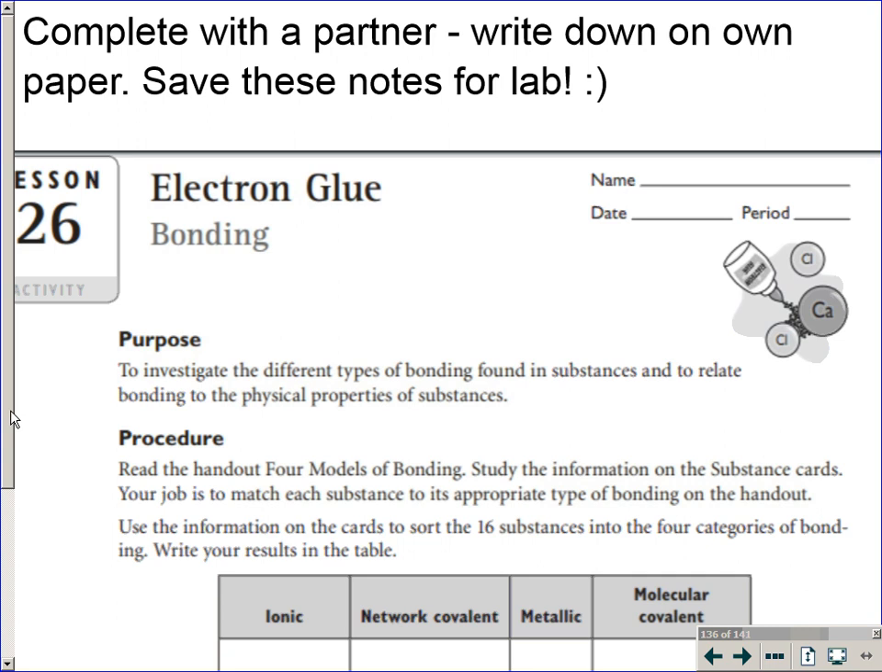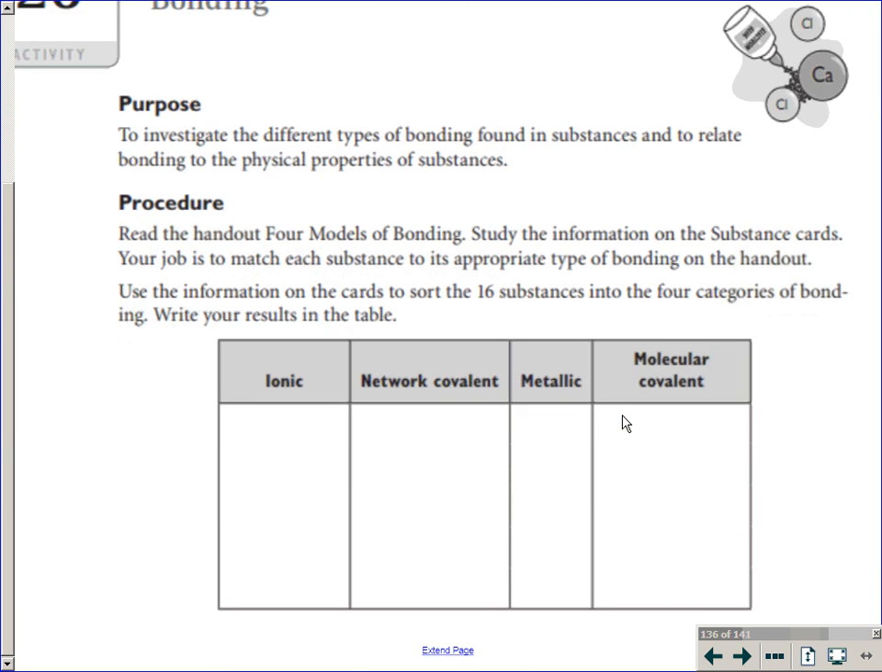I did not print this part for you, but the idea is that you have a good background already of the characteristics of ionic, network covalent, which is kind of new, metallic and molecular covalent. So covalent structures, those are like simple covalent.